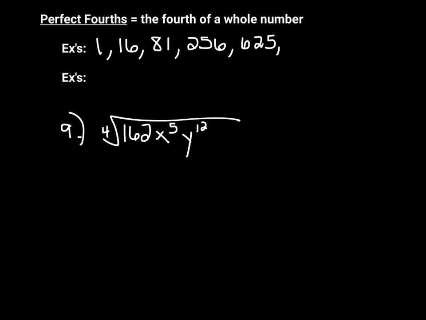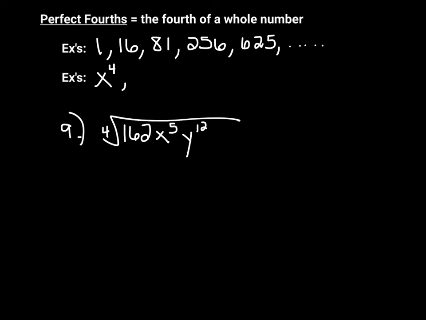So it's a good idea to just make a list of these first. All right, so now we knew that with variables, in order for it to be a perfect square, the exponent had to be a multiple of 2. In order for it to be a perfect cube, the exponent would have to be a multiple of 3. So in order for it to be a perfect fourth, the exponent would have to be a multiple of 4. So our first perfect fourth variable term would be x to the 4th.